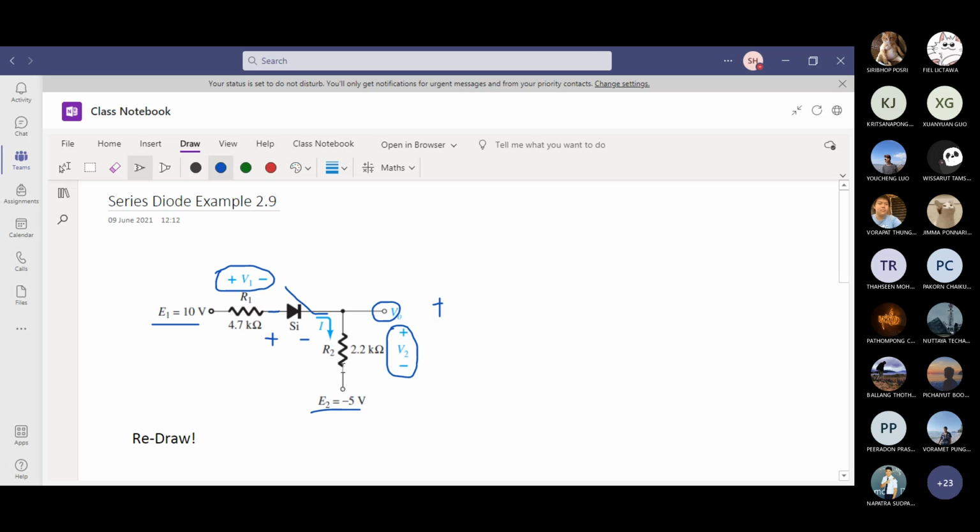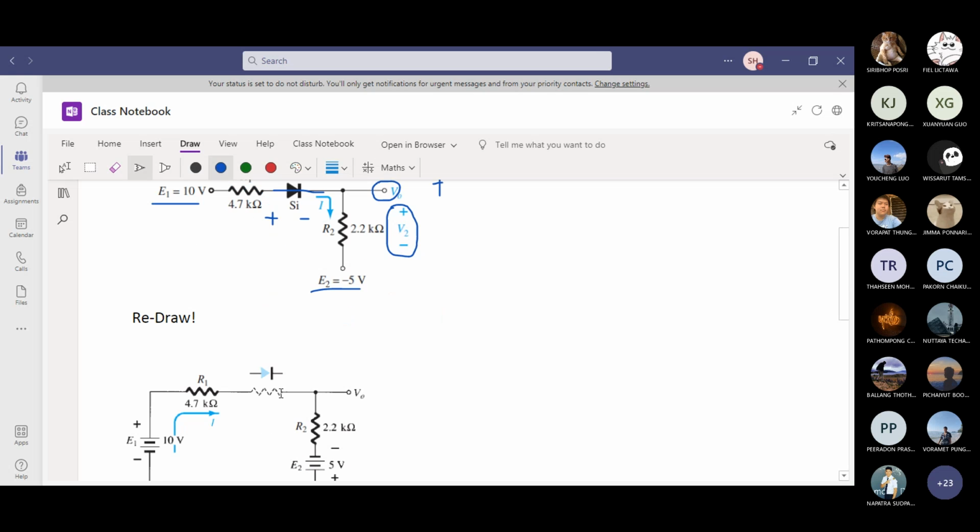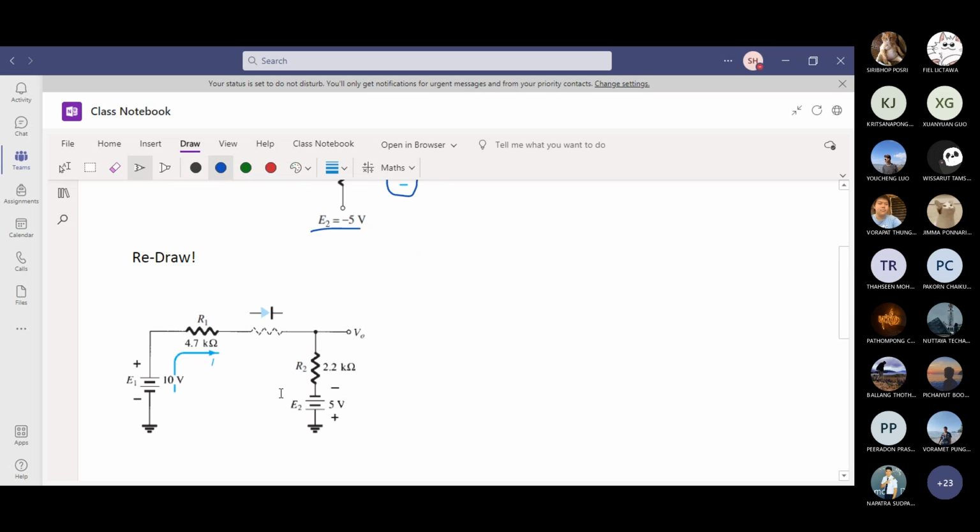The output current and output voltage will be zero. If you determine that the diode is on, we treat it as a closed switch, and since it is silicon, it will drop 0.7 volt when it turns on. To make things simple, we have to redraw this kind of circuit.